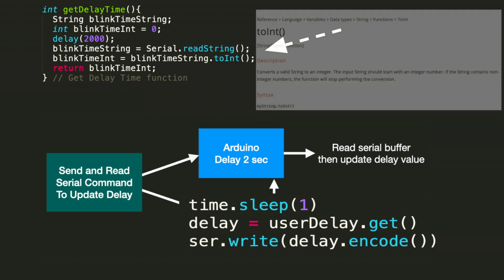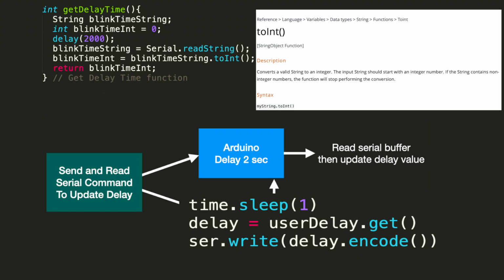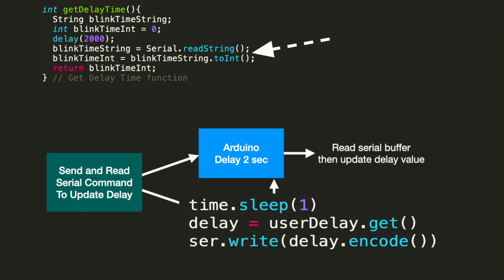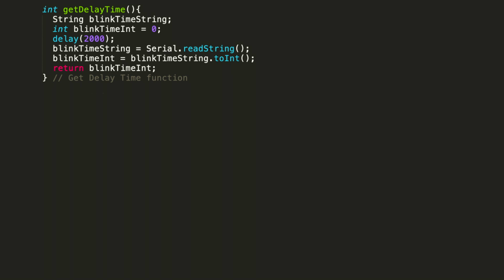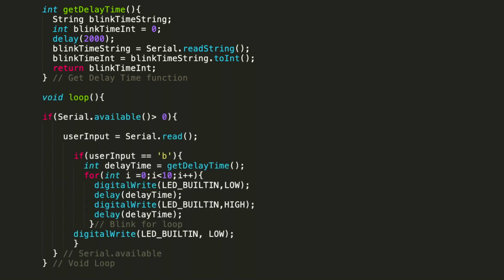So I'm going to use the toInt method to convert my string to an integer. And that simplifies our process because that's built in. And then ultimately we return the blinkTimeInt. And after we return the blinkTimeInt, we're back in the serial available loop. Then we hit the for loop.